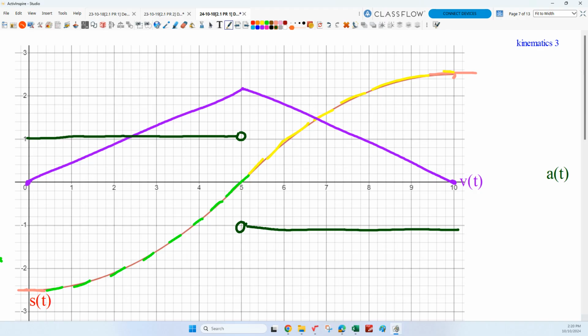Force is proportional to acceleration, right? How do you make something accelerate? You push on it to make it accelerate, okay? So always think about this in terms of an invisible hand.